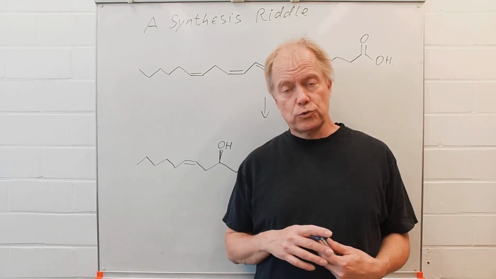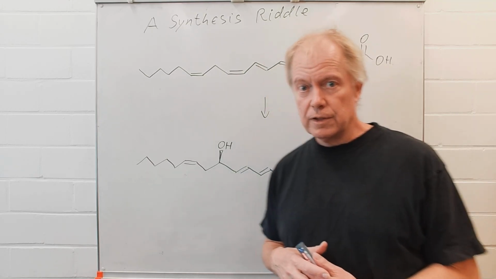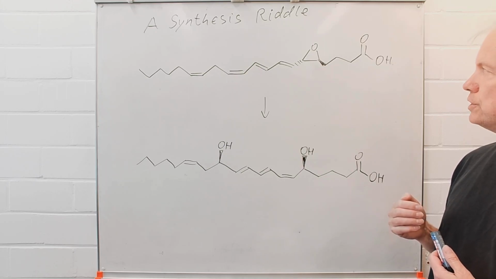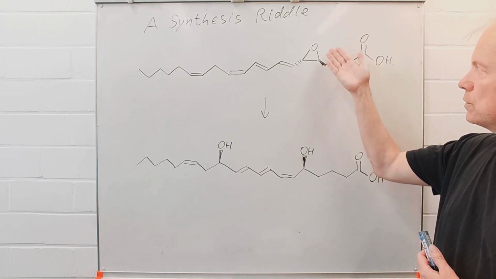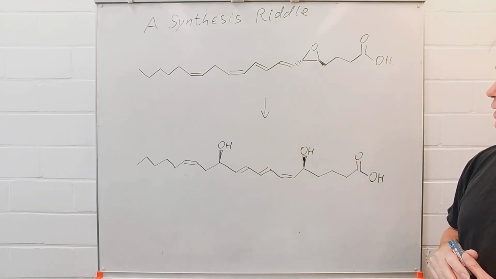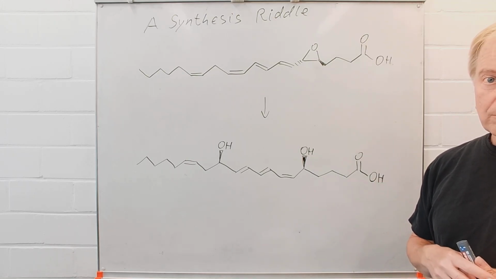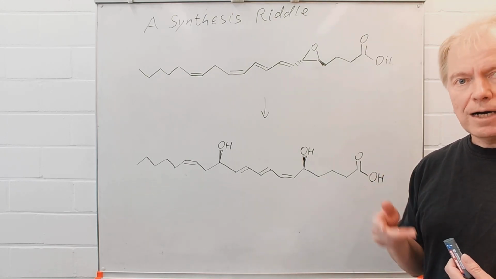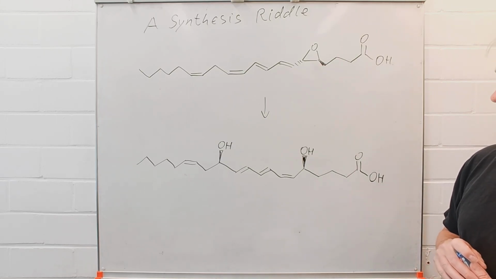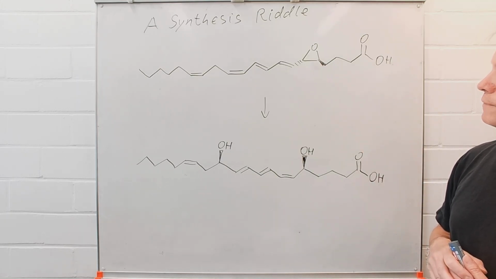Subject of today's tutorial is again a synthesis riddle. The question is, how would you try to achieve the transformation from this epoxide to this diol? As usual, please try to solve this problem by yourself at first and afterwards listen to the suggested solution. So how should one approach this problem?